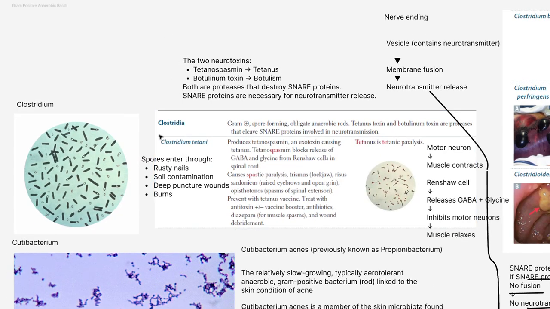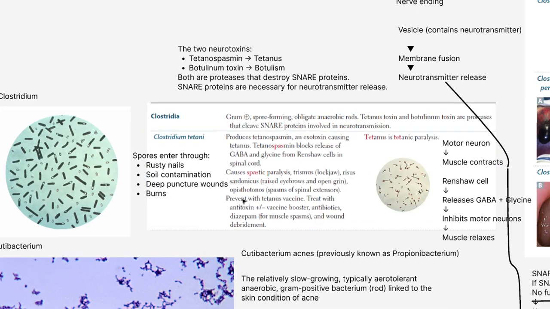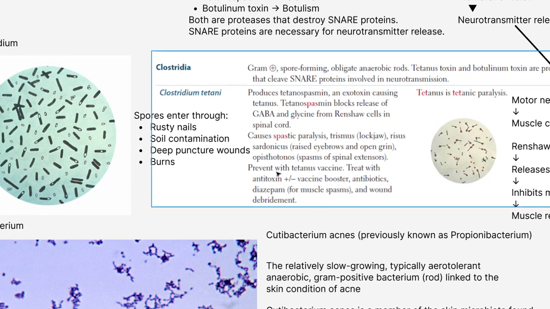How do you treat? You basically neutralize the toxin. You prevent with the tetanus vaccine. You treat with an antitoxin. This is basically the human tetanus immunoglobulin, right? And you kill the bacteria using metronidazole. You control the spasms using diazepam. The diazepam is basically for muscle spasm. The antibiotic is most commonly metronidazole.